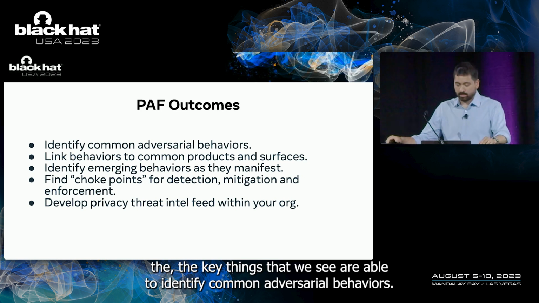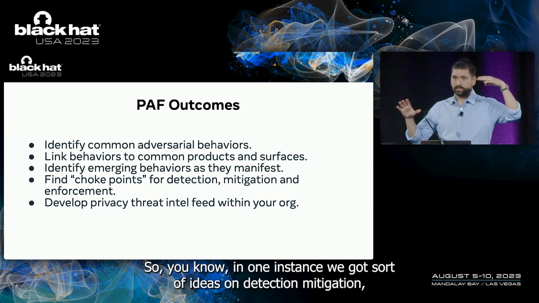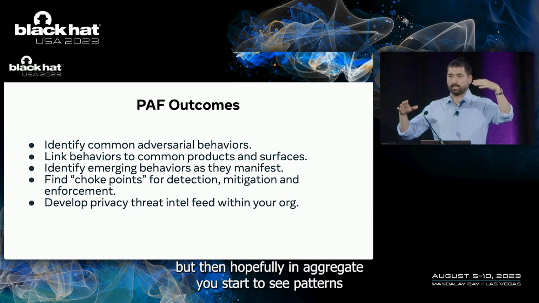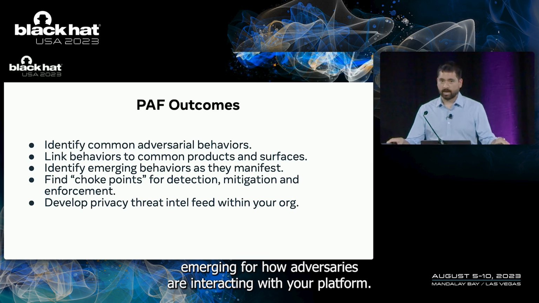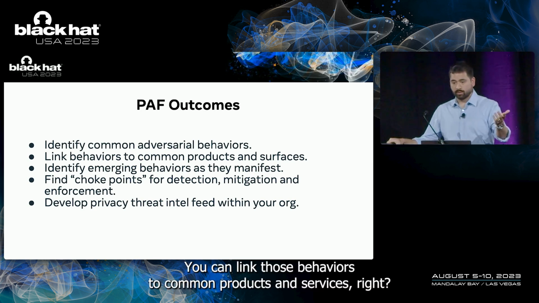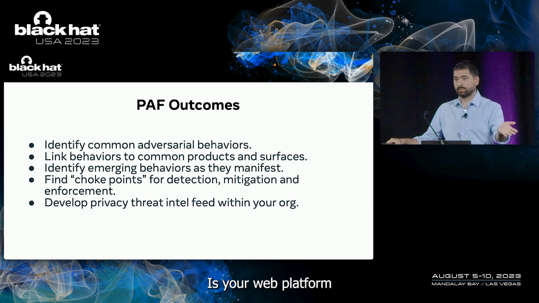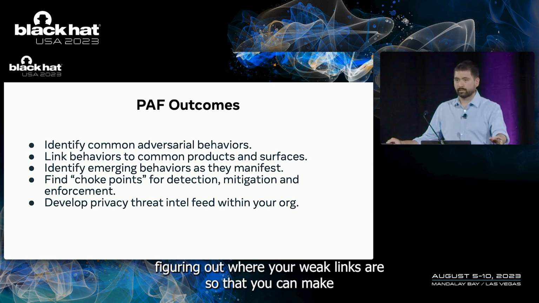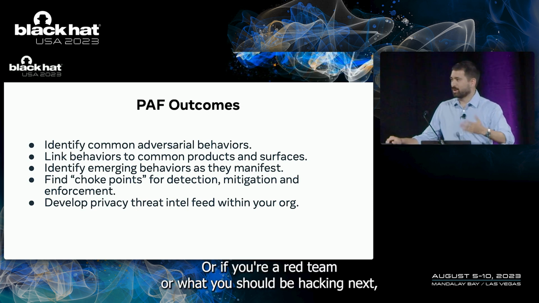The key things that we see are you're able to identify common adversarial behaviors. So in one instance, we got ideas on detection and mitigation, but then hopefully in aggregate, you start to see patterns emerging for how adversaries are interacting with your platform. You can link those behaviors to common products and services. Is your mobile app how most of your adversaries are interacting with you? Is it your web platform? Figuring out where your weak links are so that you can make that defensive investment. Or if you're a red teamer, what you should be hacking next.